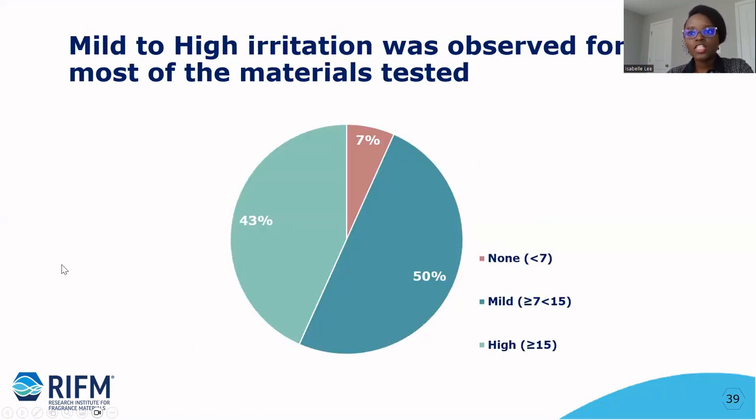Another general observation was that most of the materials had some form of irritation. So about 50% of them had mild irritation, which was 7 to 15 irritation genes being upregulated, and 43% had high irritation, which was greater than 15 irritation genes being upregulated.